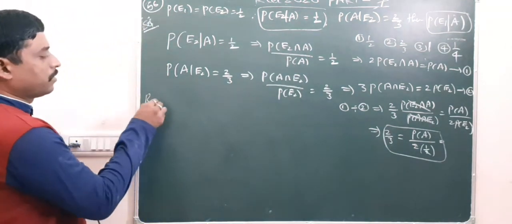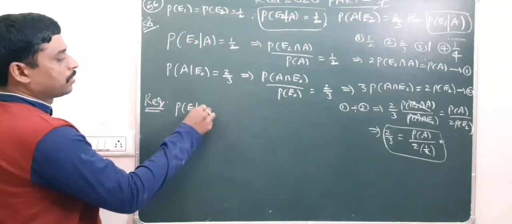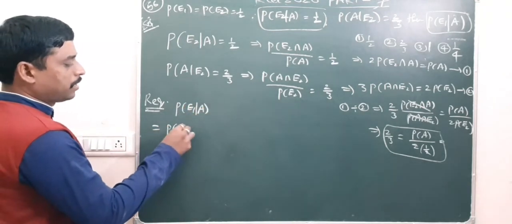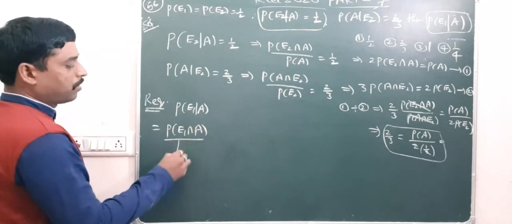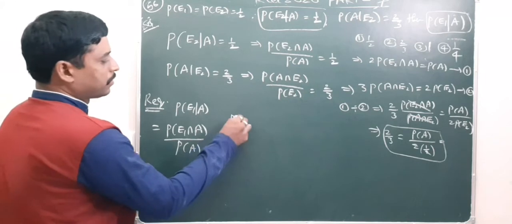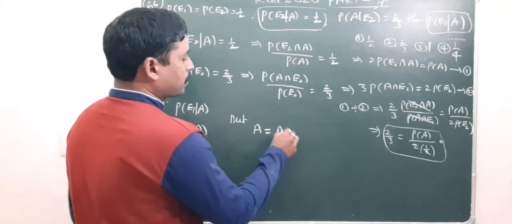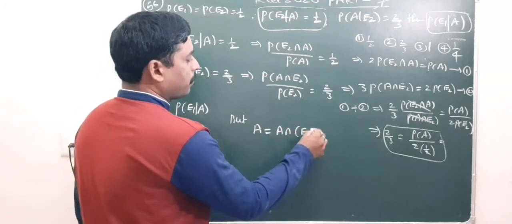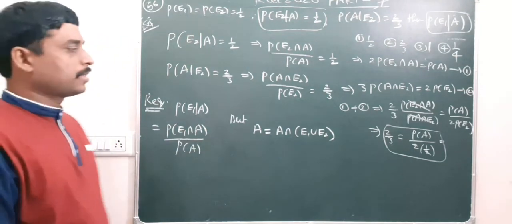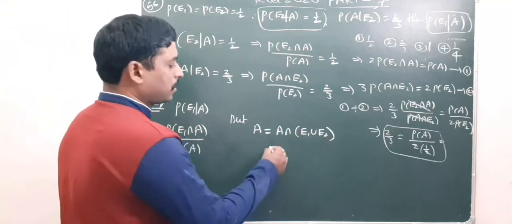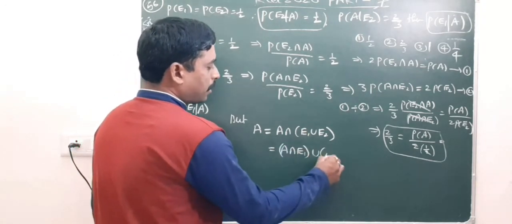Now what is our target? P of E1 by A. So P of E1 by A is equal to, according to conditional probability, P of E1 intersection A by P of A. But A can be written as A intersection E1 union E2. So this is equal to A intersection E1 union A intersection E2.